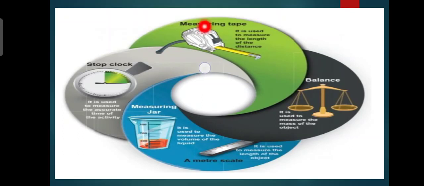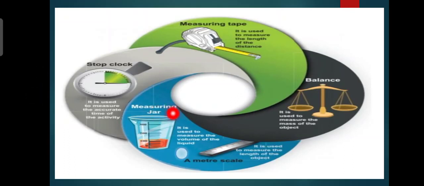Second one, measuring tape. It is used to measure length or distance. A tape measure or measuring tape is a flexible ruler used to measure size or distance. It consists of a ribbon of cloth, plastic, fiberglass or metal strip with linear measurement markings. It is a common measuring tool. Measuring tape can measure lengths of over 100 meters.